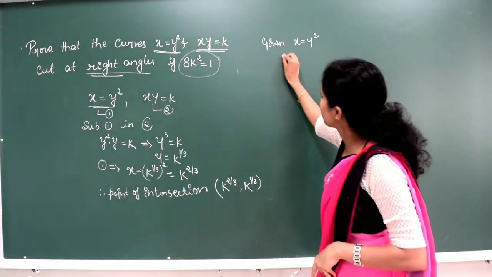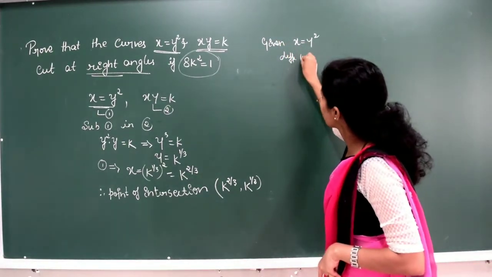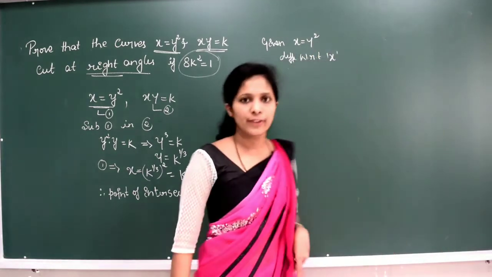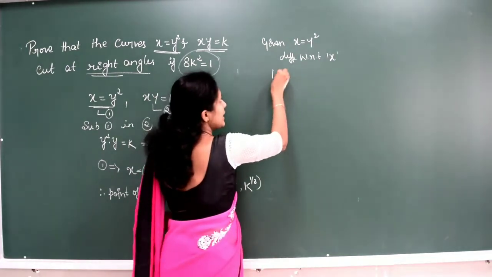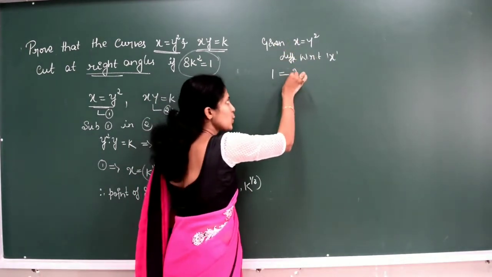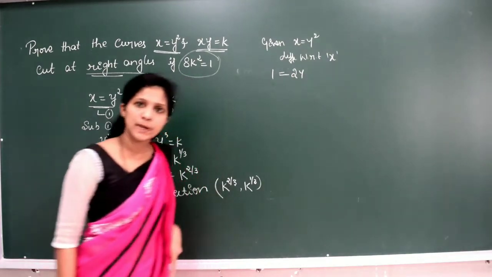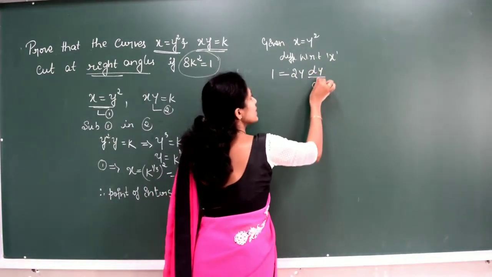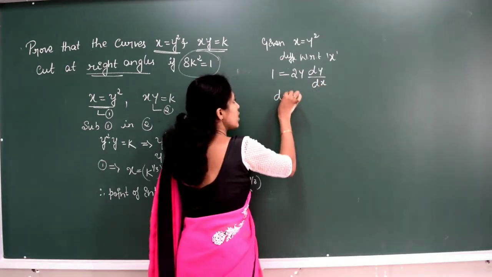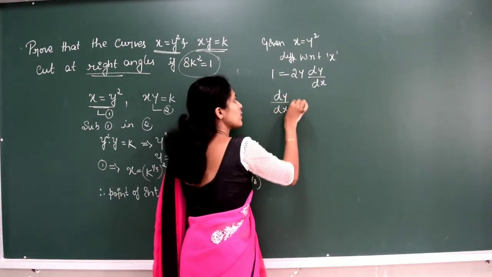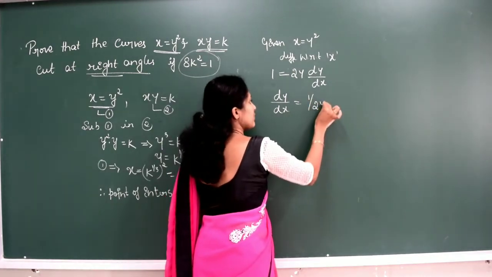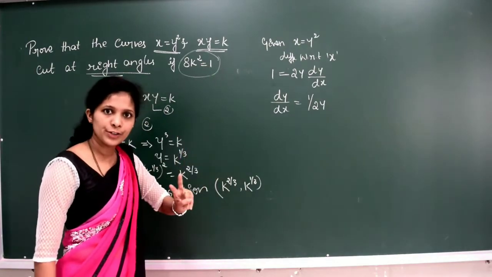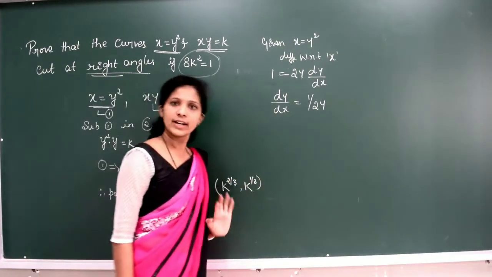So now differentiate with respect to x. Now the derivative of x with respect to x will be 1 and the derivative of y square will be 2y, and we are differentiating with respect to x, so the derivative of y with respect to x will be dy by dx. Is it clear? So we got dy by dx is equal to 1 by 2y. Now this is a point on that curve, right? So that is the point of intersection. So at this point we will find dy by dx.